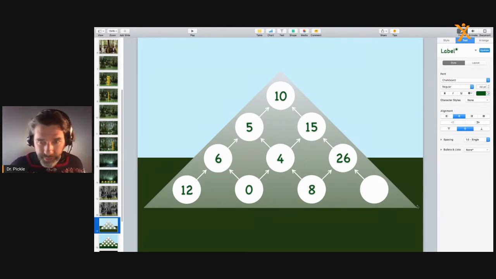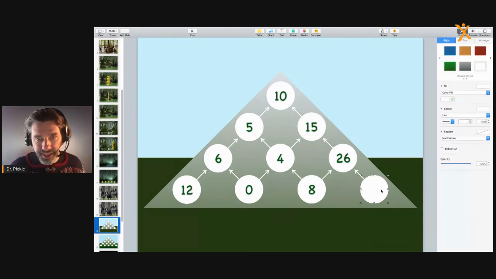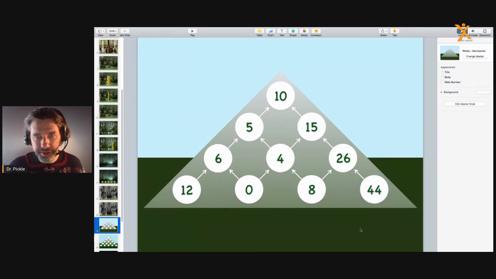Okay, and over here, the last one. Janowski says... Moore says 44. Let's try 44. Does that work? Yeah, I think that's right. That works. 26 is right in the middle of 44 and 8. So you guys managed to solve this with 10.